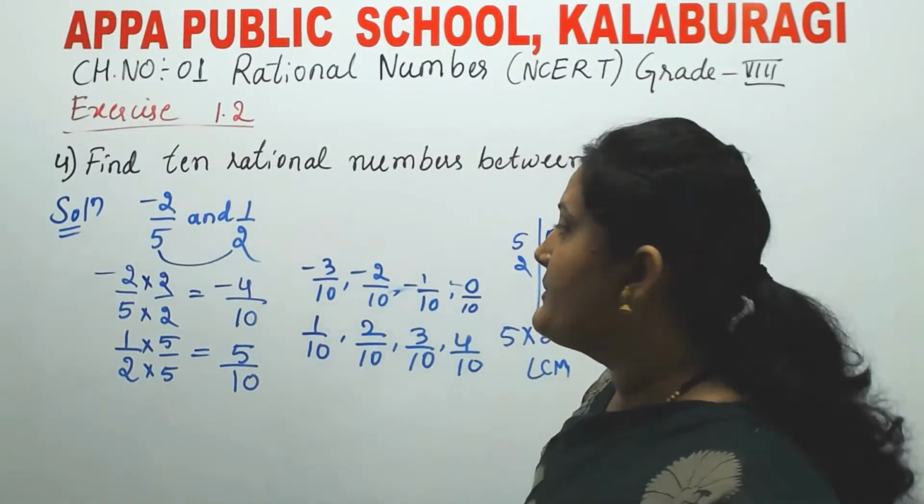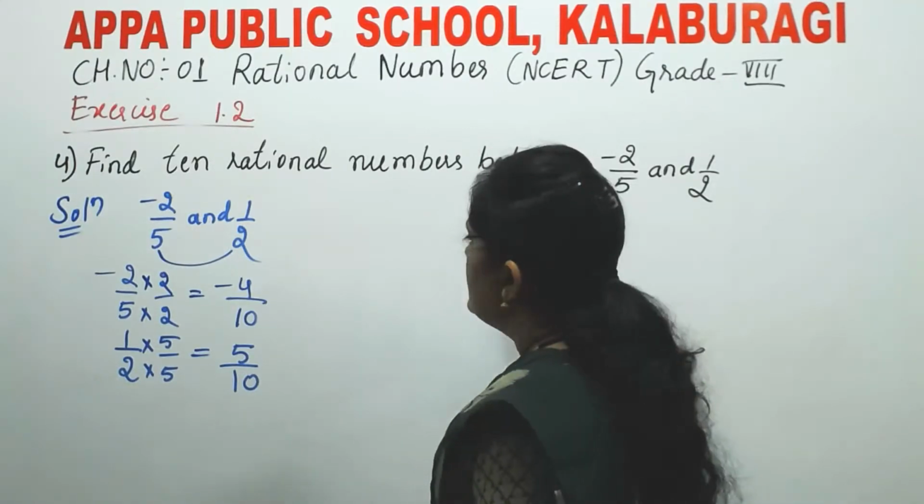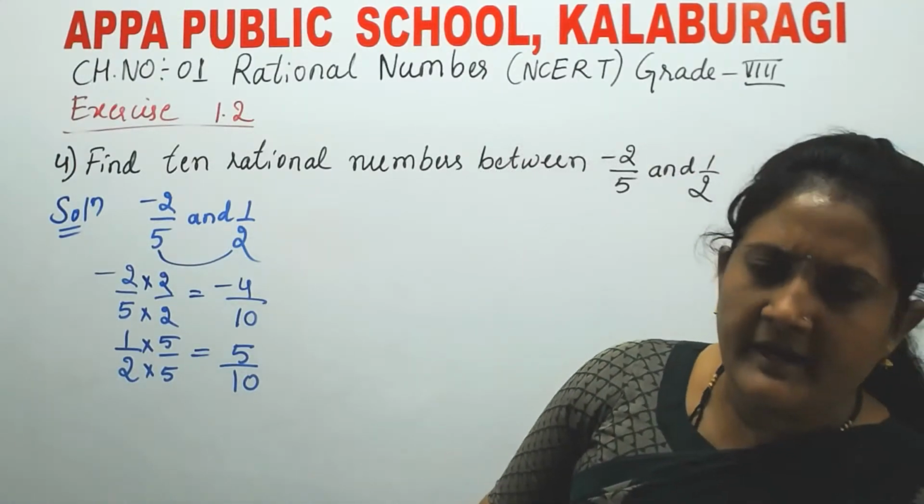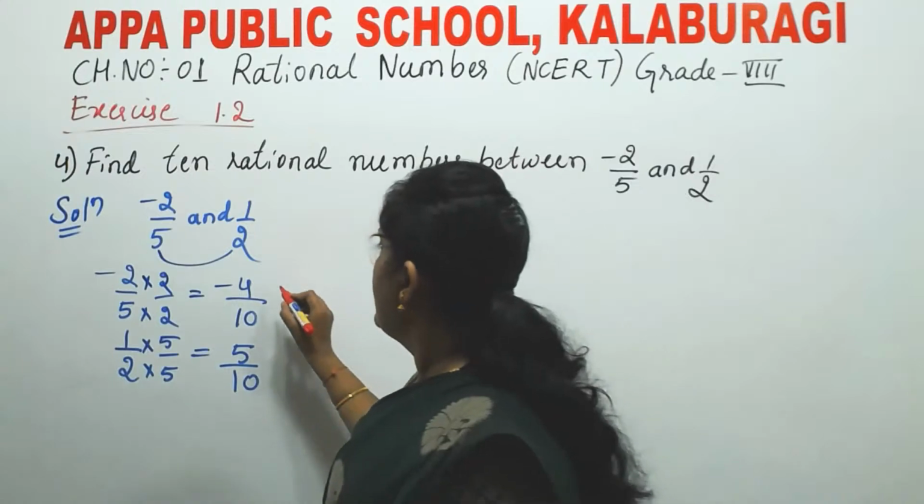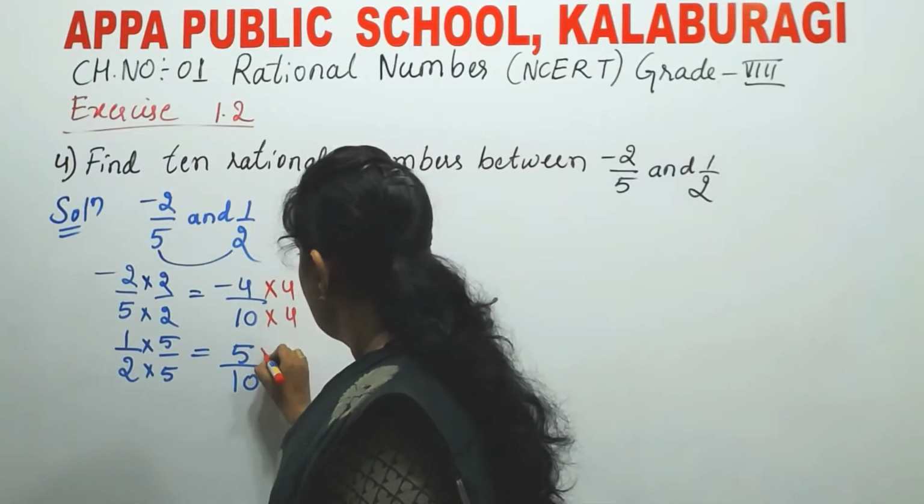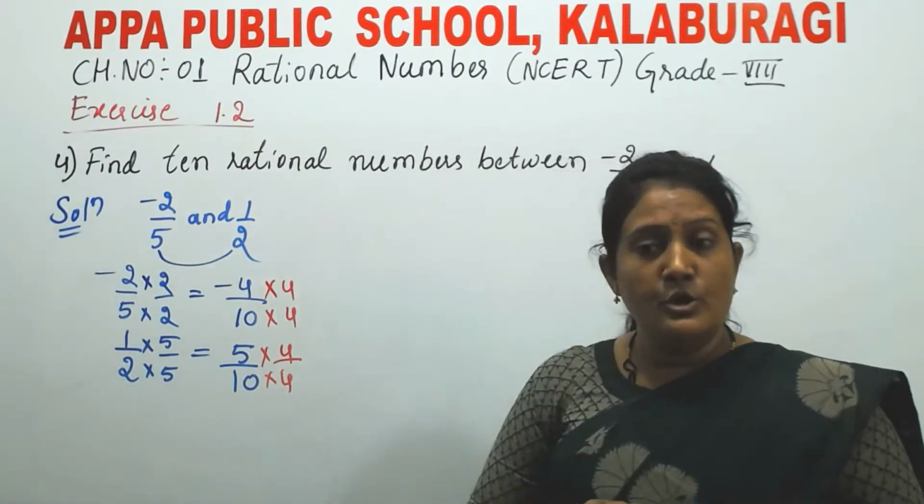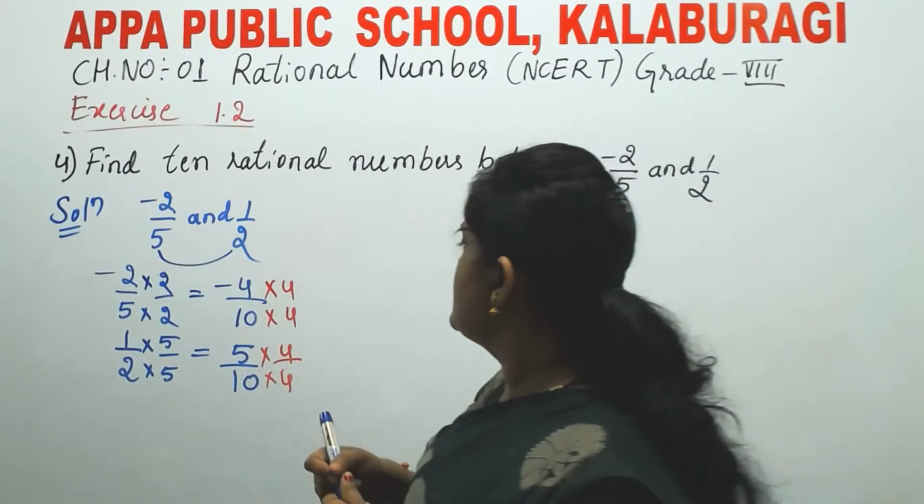Then what is our next procedure if you are not getting 10 rational numbers? Then what do we have to do? Then you have to multiply with any number. Any number. Can I multiply here with 4? Here also 4. Here any number you can take. It's not mandatory to take this number only. You can take any number. So shall we start?